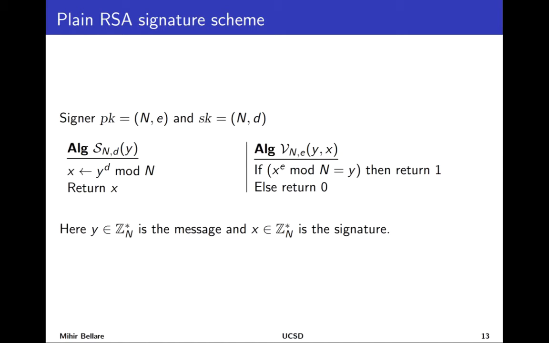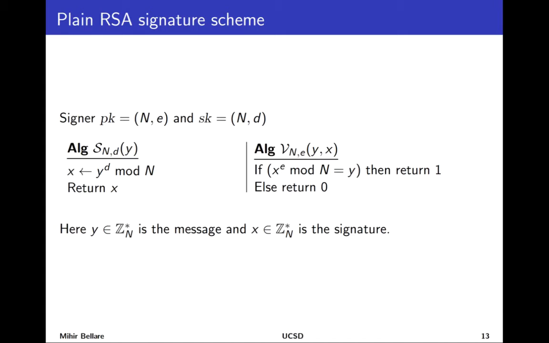RSA is, as we indicated, very naturally amenable to signing. And here's how you would do it. Remember, the signer has a secret key, which is a decryption exponent D, and the public key is the modulus n and an encryption exponent E. When I want to sign a message Y, I think of the message as a point in Zn star, and I regard it from the point of view of RSA encryption as a ciphertext. And then I decrypt it. Having the secret key, I can raise it to the dth power, which is RSA decryption, to get X, and I return X as the signature.